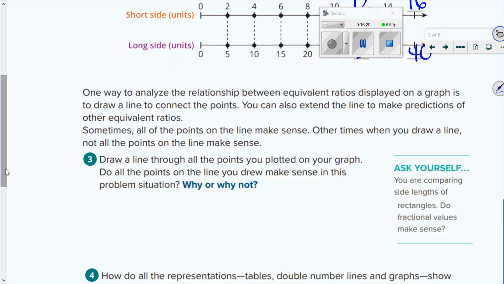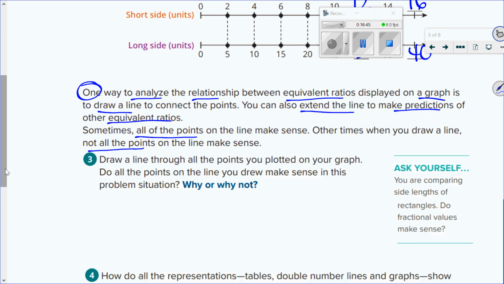Okay, going on. One way to analyze the relationship between equivalent ratios displayed on a graph is to draw a line to connect the points. So I kind of got ahead of myself already because that's just the way I do the graphs. You can also extend the line to make predictions of other equivalent ratios. Sometimes all of the points on the line make sense. Other times when you draw a line, not all the points on the line make sense.